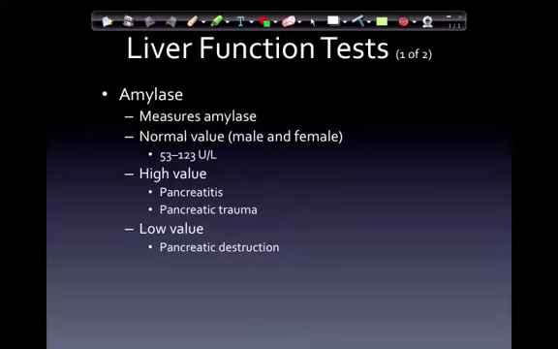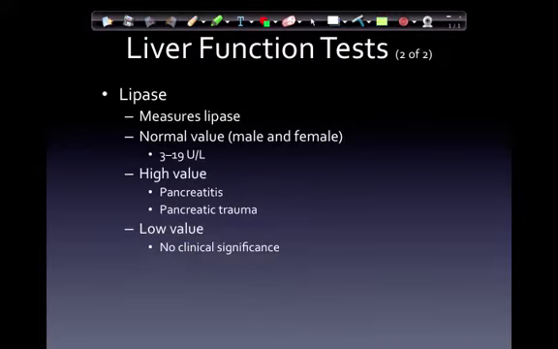Liver function tests, amylase. Measures amylase. Normal value in males and females is 53 to 123 units per liter. High value would suggest pancreatitis or pancreatic trauma. Amylase itself degrades carbohydrates, and it gives us a good look at pancreatic function. Low values would suggest that we have pancreatic destruction.